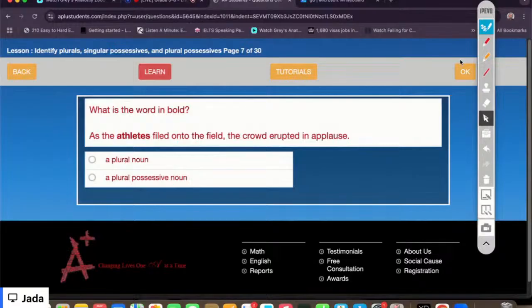As the athletes filed into the field, the crowd erupted in applause. Plural noun or plural possessive noun? All right, so we have plural now for athletes.